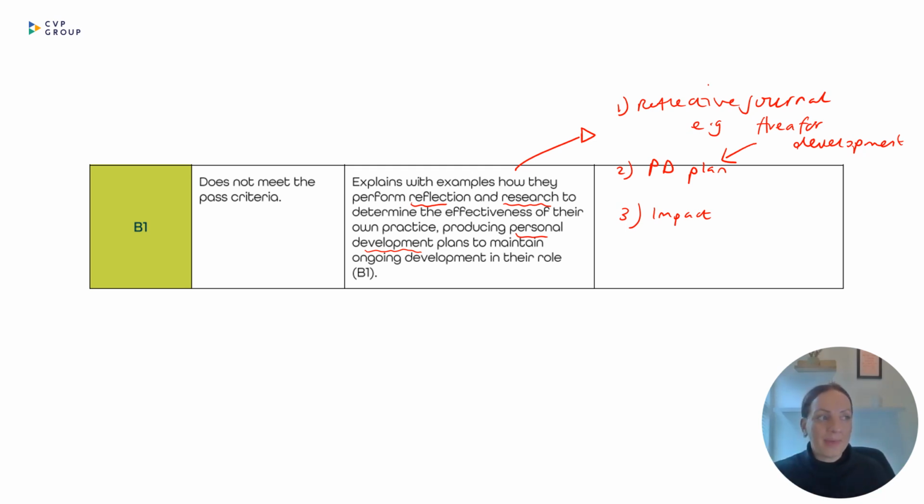So this is the method for this answer. Identify something in your reflective journal that you've identified as an area for development. Explain how you fed that into your PD plan, and then explain how that's had an impact on your coaching. That would be a good way of tackling that question, being as specific as you can and linking those activities together.